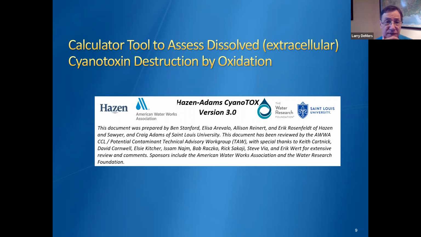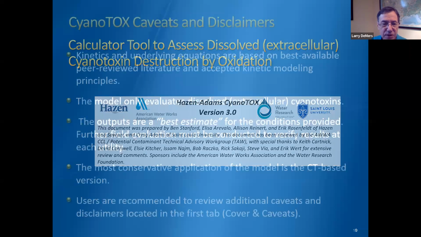The spreadsheet is available. We're going to be using it in our workshop, and you'll have a copy of it with our materials. It's also available as a download from AWWA. The most recent version, from my understanding, is version 3, and that's the one that we'll be using.